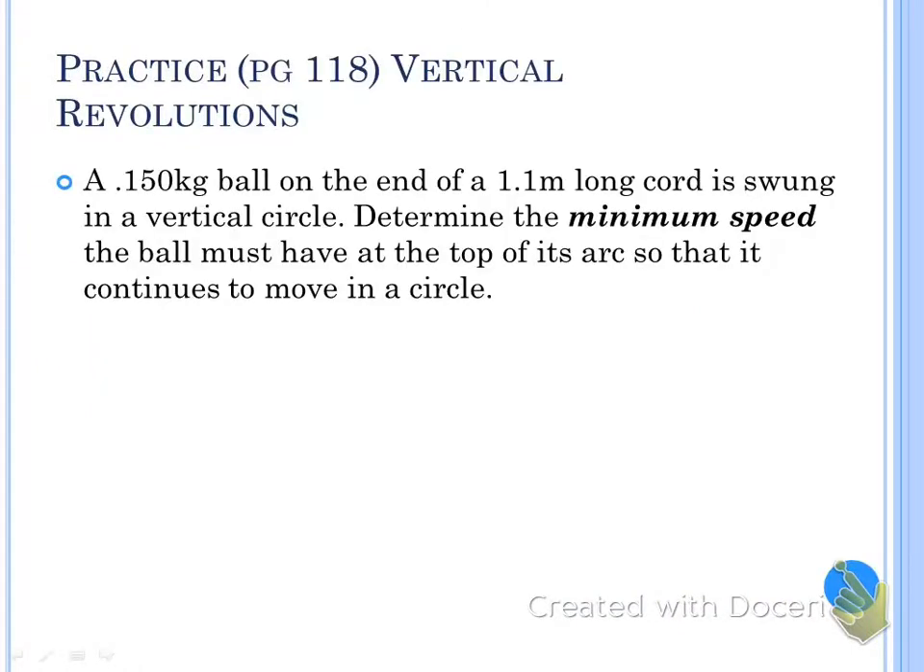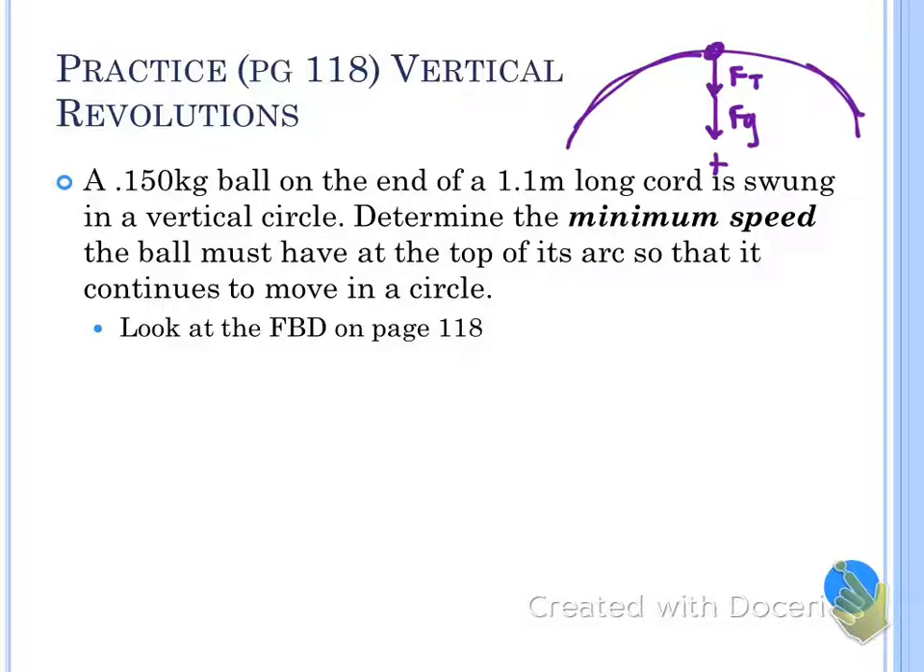Now we're going to look at vertical motion, which changes our perspective just a little bit. If you turn to page 118, it shows you the free body diagram for vertical motion. It's swung in a vertical orbit. Determine the minimum speed the ball must have at the top of its arc so that it continues to move in a circle. Since we're at the top of our cord, we're going to look for both of these forces, tension and gravity, both going toward the center of the circle, which is the positive direction.